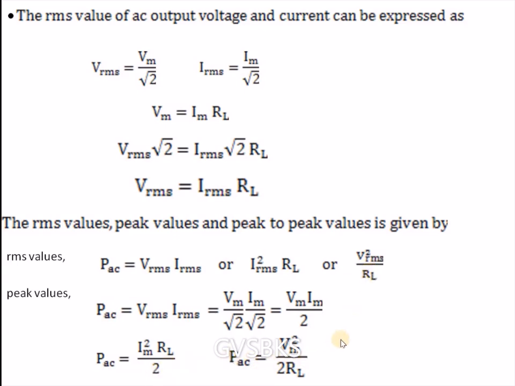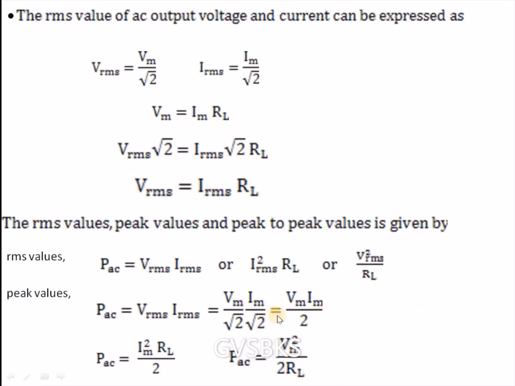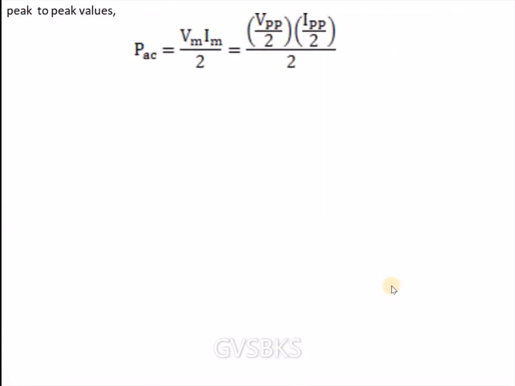In terms of voltage, Vrms can be written as Vm by root 2. Therefore, V square RMS is equal to Vm square by 2. Like that, we can also write the PAC equation. But in this, we will take this Vm Im by 2 in order to do the derivation. The PAC is equal to Vm Im by 2.